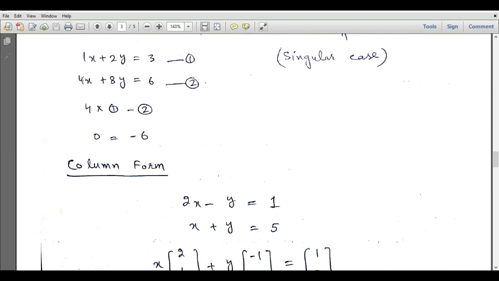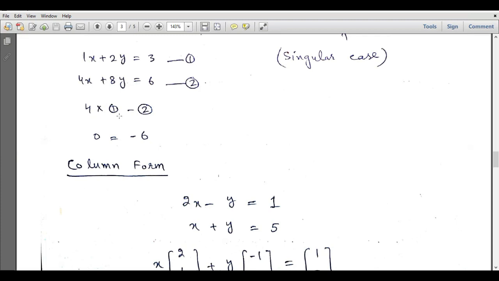So let's eliminate x. After eliminating x, we have to multiply the first equation by 4, so it will become 4x plus 8y is equal to 12. When we subtract that new equation from the second equation, we will get 0 at the left hand side. So x will be eliminated, but at the same time y will also be eliminated. And at the right hand side, we will get -6. So 0 is equal to -6. So we cannot evaluate the value of either x or y by this method.